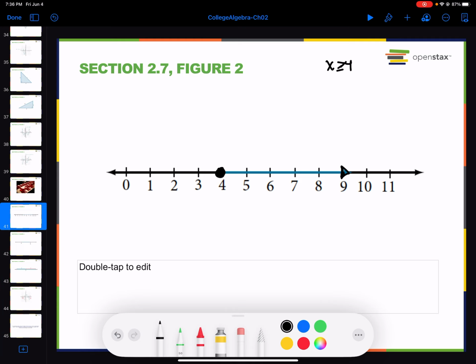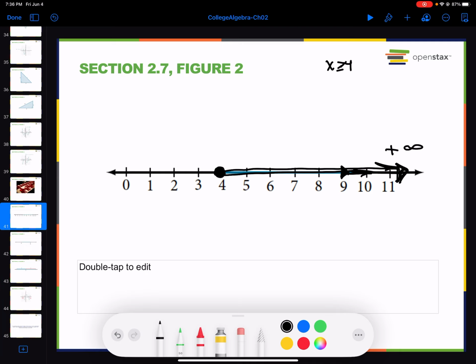It's a little bit hard to see, so I'm going to emphasize this a little bit more. There's a solid dot here and an arrow here. This indicates that we're including the number 4 and anything to positive infinity. Just because the arrow ends at 9 doesn't mean it stops at 9. It keeps going. They just didn't show it the rest of the way. You're welcome to do it however you want to, but as long as you show an arrow, that means it's going to keep going forever. So you can choose which number you want to stop at.